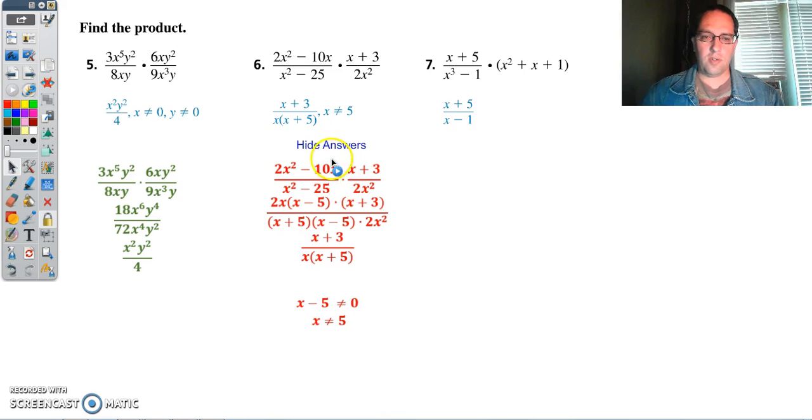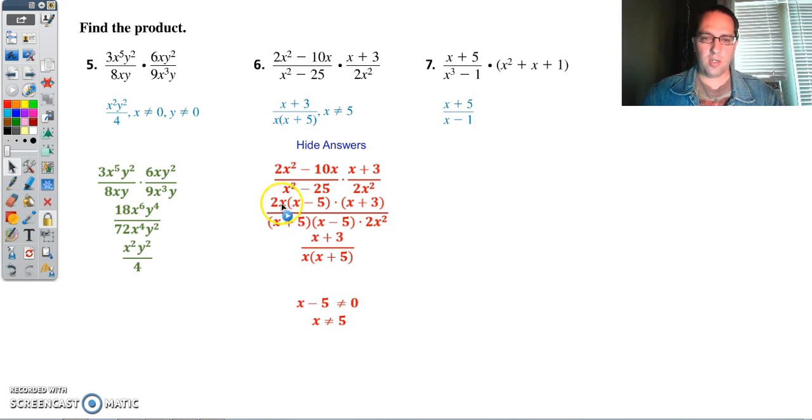On number 6, here's our original. Go ahead and factor it first. Anytime you have polynomials, factor them before you start multiplying. So we factor the 2x squared minus 10x as 2x times x minus 5. We factor the x squared minus 25 as x plus 5 times x minus 5. These both don't factor. They're already simplified. So what do we have in common? Well, you've got an x minus 5 and an x minus 5. You have 2 x's here and you have 2x squared here. So you can take one of these x's out.